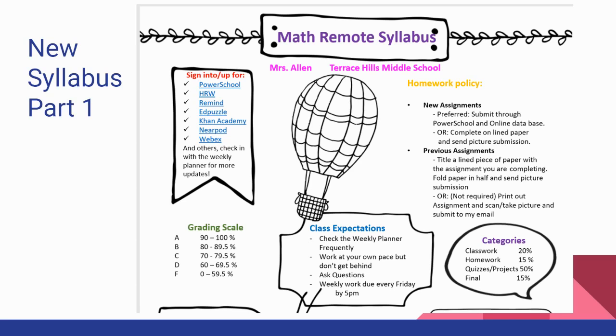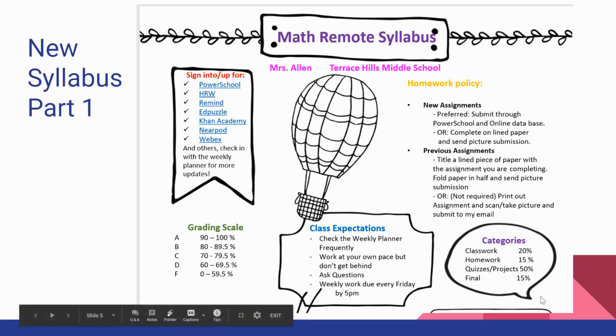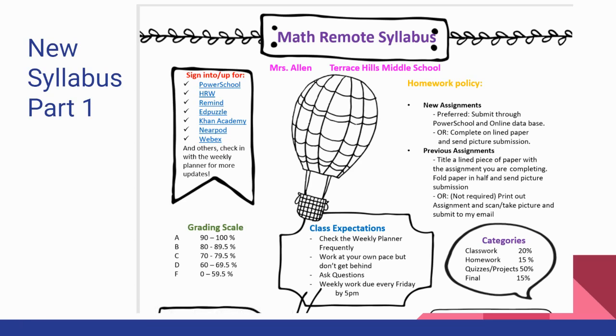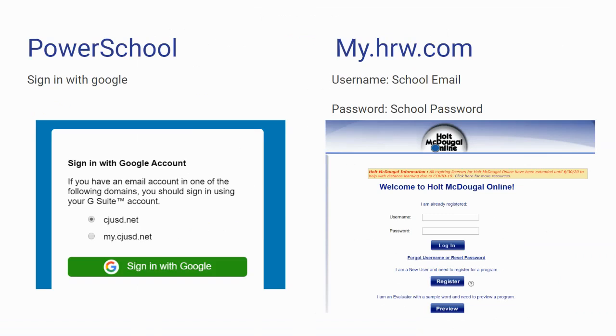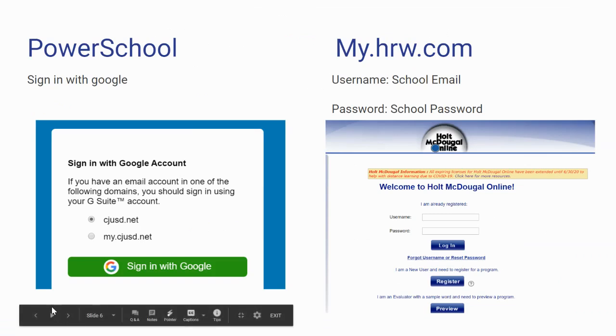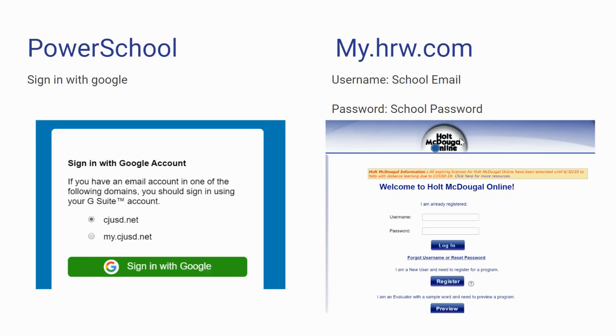And then old assignments, you can do like I was saying, take a piece of paper, write the title on the top, fold it in half, and then submit it to me. Again, you can print if you want, you don't have to. Same categories, 20% classwork, 15% homework, 50% quizzes, 50% final. Okay, so PowerSchool is easy. You just sign in with Google. My HRW is your school email and your school password.